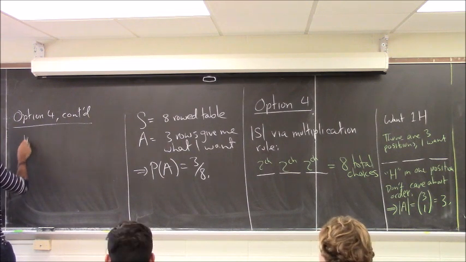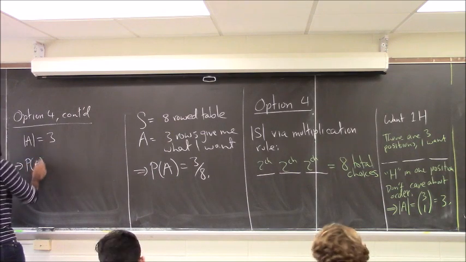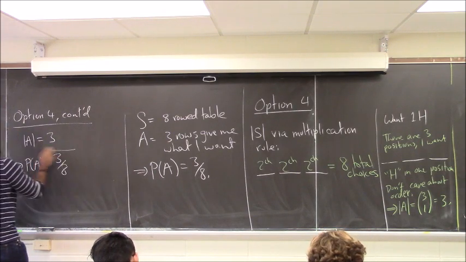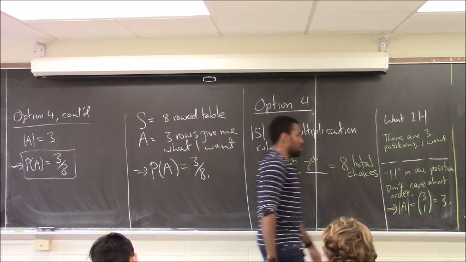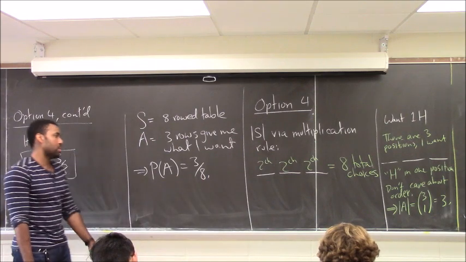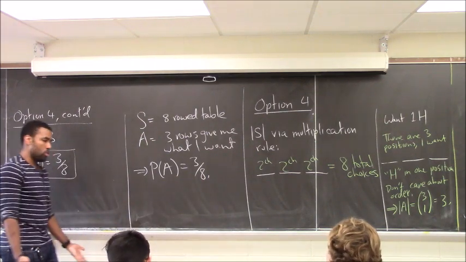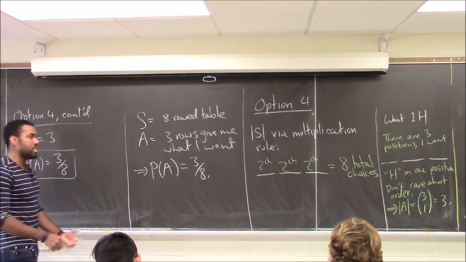So then we know that the size of A is going to be 3. This means that the probability of A is going to be 3 out of 8. Many ways to get to the same thing, right? You can be creative. You might like drawing trees, you might like doing tables, you might like thinking just in terms of formulas. So you have options. Some of them lend themselves to problems easier than others.